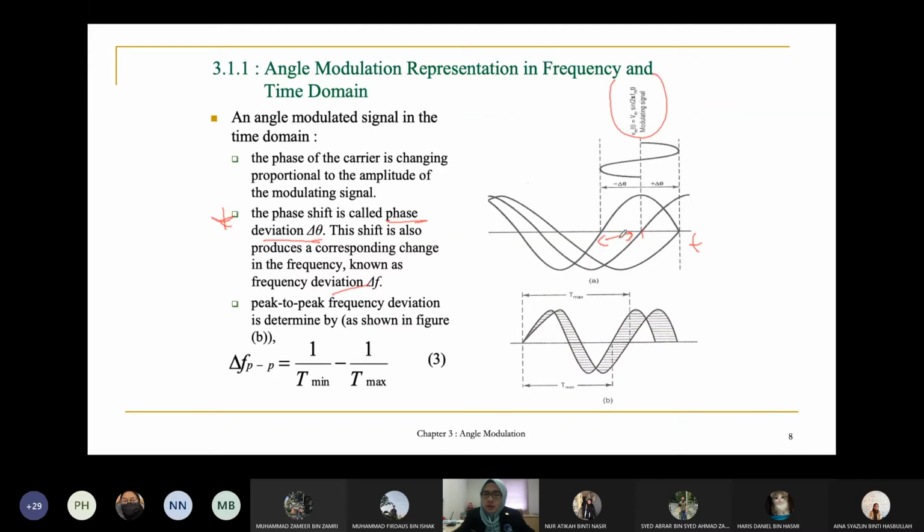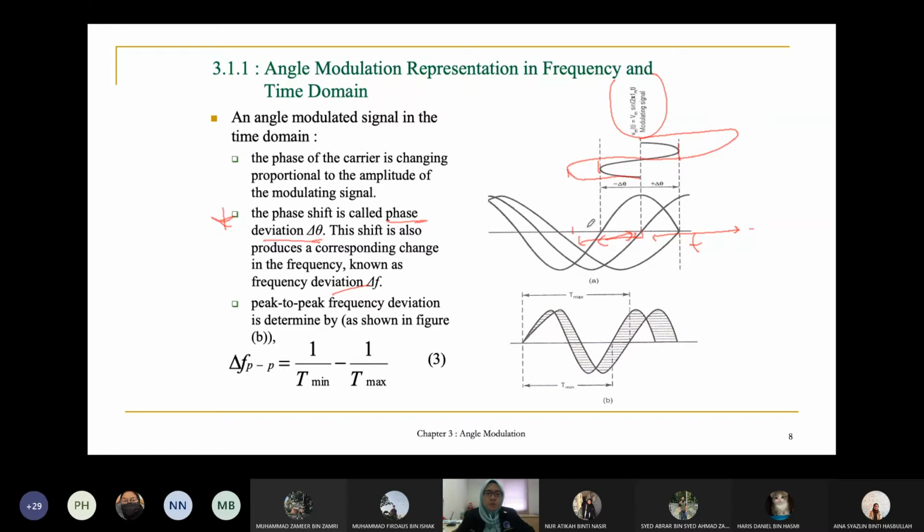You look at here, this is the sine wave for the modulating signal. You can see that delta theta is proportional to the amplitude of the modulating signal. So if you increase the modulating signal amplitude, like this for example, then your phase shift will also be increased.